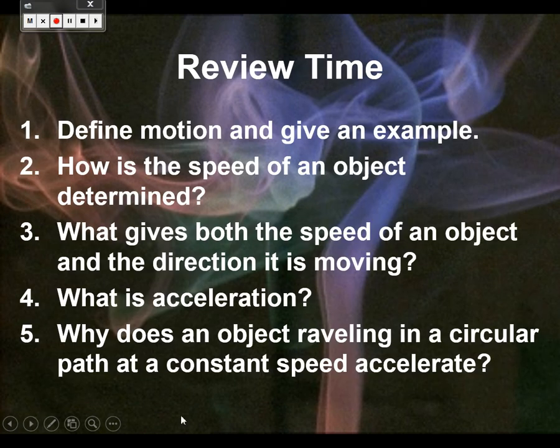Okay, and these 5 questions, I would like you to put on the same sheet of paper as those math problems and be ready to turn them in on Wednesday. Number 1, define motion and give any example at all. Number 2, how is the speed of an object determined? I'm looking for the formula. Number 3, what gives both the speed of an object and the direction it's moving? Hint, it starts with a V. Number 4, what is acceleration?